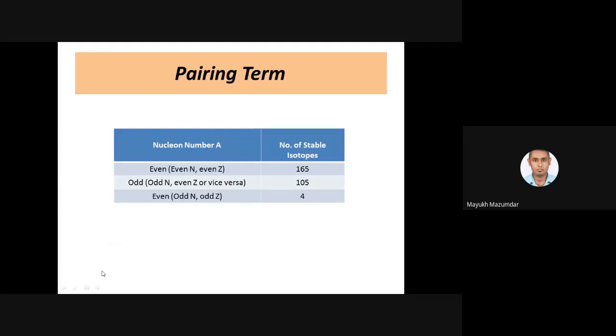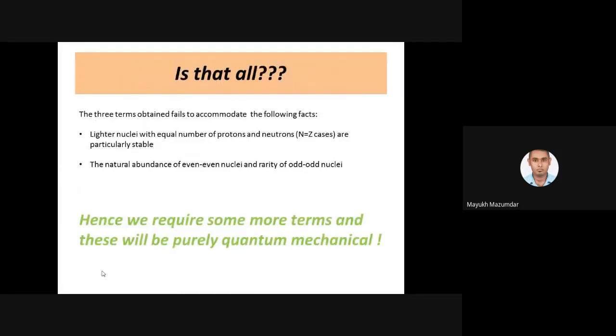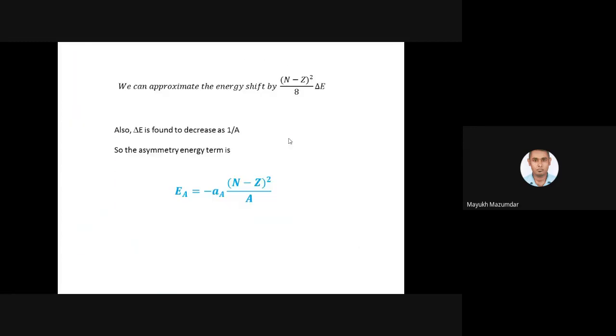Now the last term which they tried to add is called the pairing term. Before that, some statistics for you. I said that one motivation to work forward is why N and Z equal cases, particularly for lighter nuclei, are found to be stable. So you can see now this term is a negative term, that is, it contributes to some decrease in the total binding energy, right? That is why it's a minus sign.